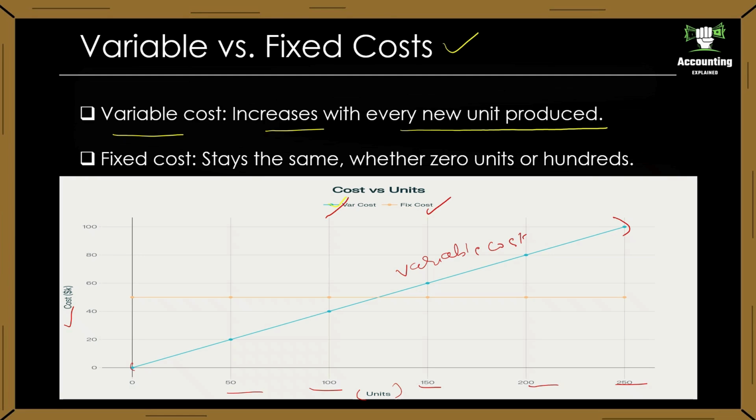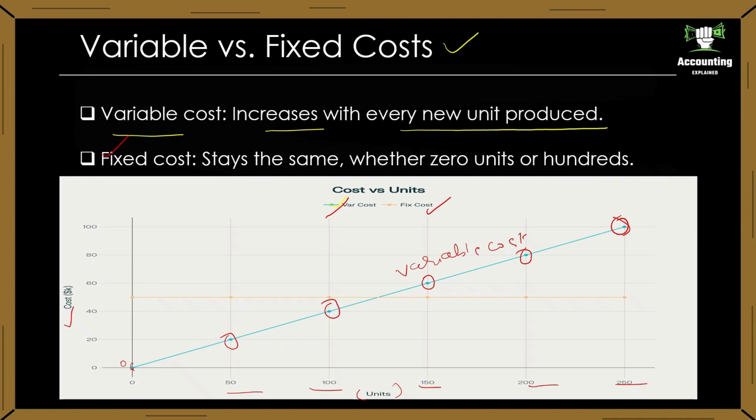See, when you produce 0 units, your variable cost is 0. When you produce 50 units, your variable cost is 20. When you produce 100 units, it is 40. 150 units, it is 60. 200 units, it is 80. 250 units, it is 100. And like that, it is increasing. As the units increase, the variable cost increases, or in other words, when the units decrease, the variable cost decreases.